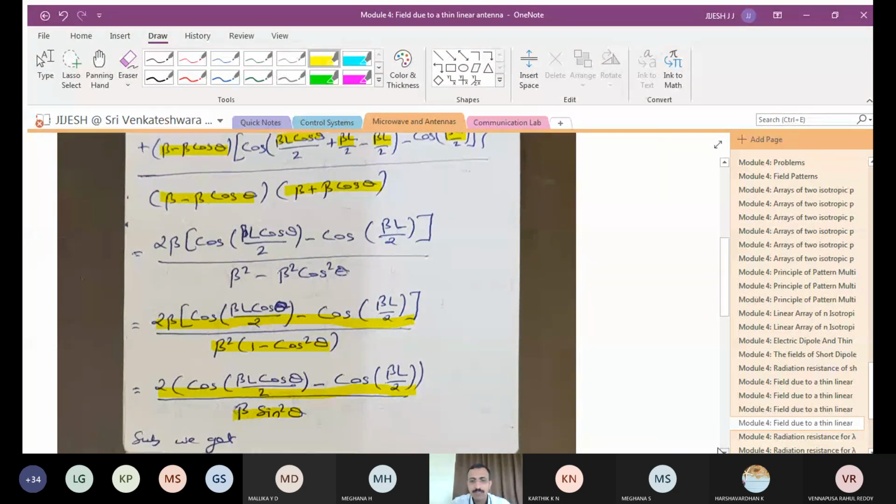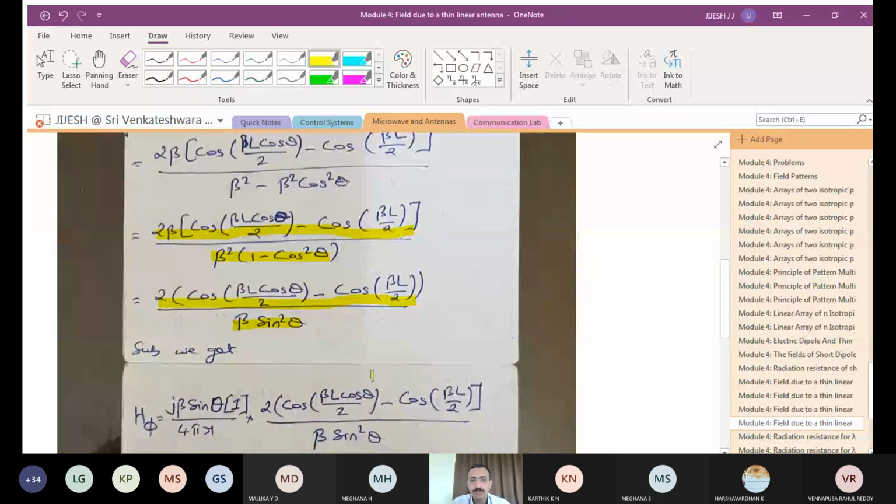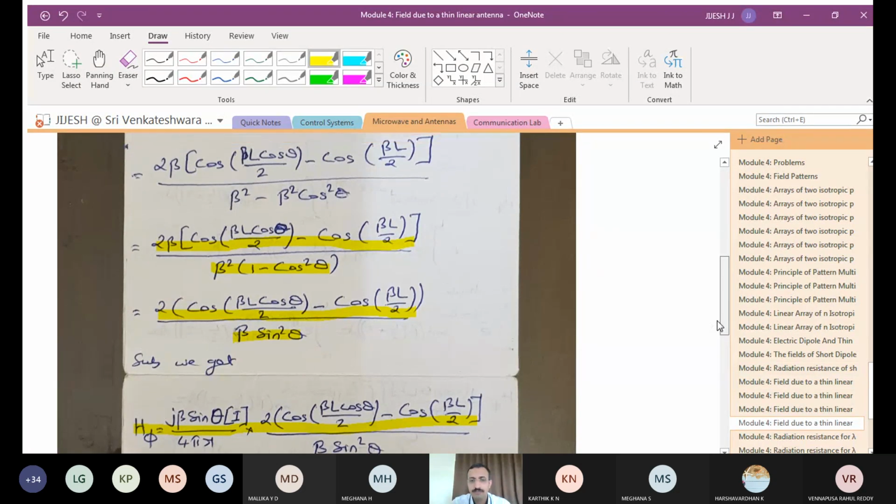Once you get the answer for this integration, you can substitute it in h of phi. That integration result you can substitute here. It is not completed, a little more is there. Today we will wind up here, and you can do the substitution after completion.